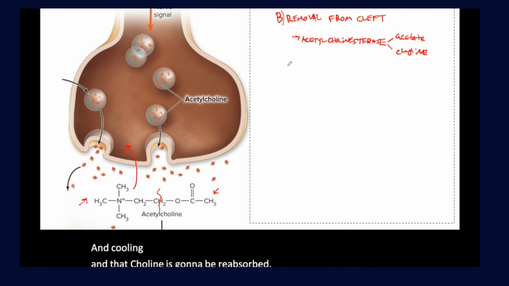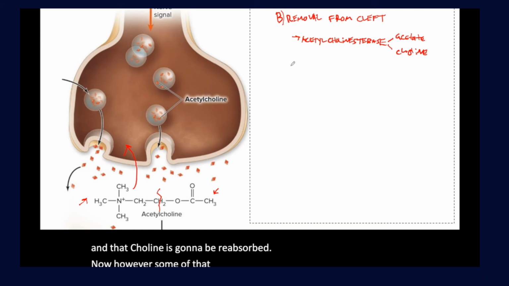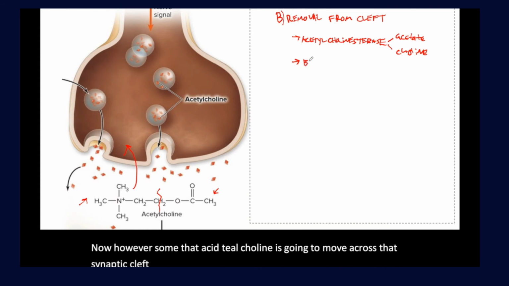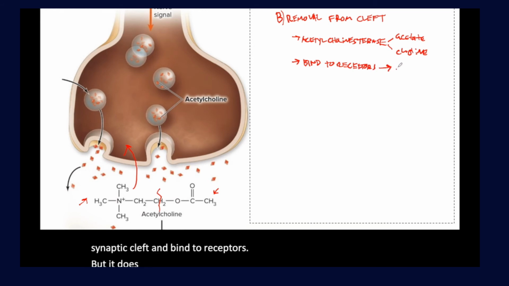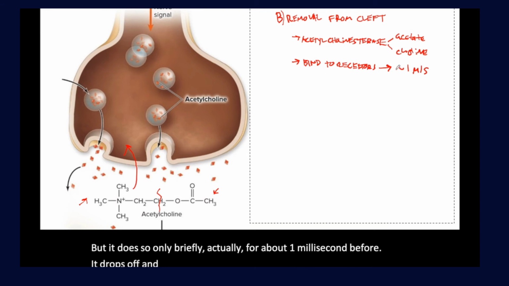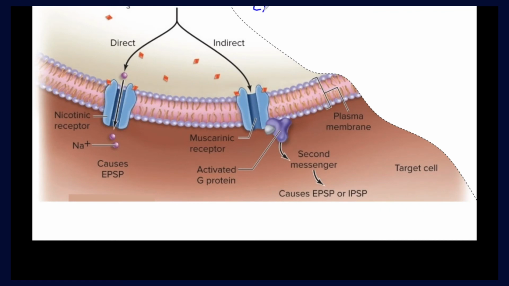Now, however, some of that acetylcholine is going to move across that synaptic cleft and bind to receptors. But it does so only briefly, actually for about 1 millisecond before it drops off and then also is digested by acetylcholinesterase. Now let's look at the target cell interactions.